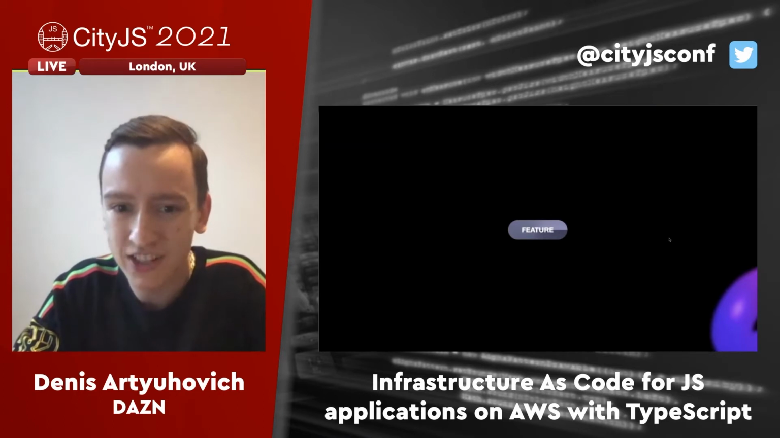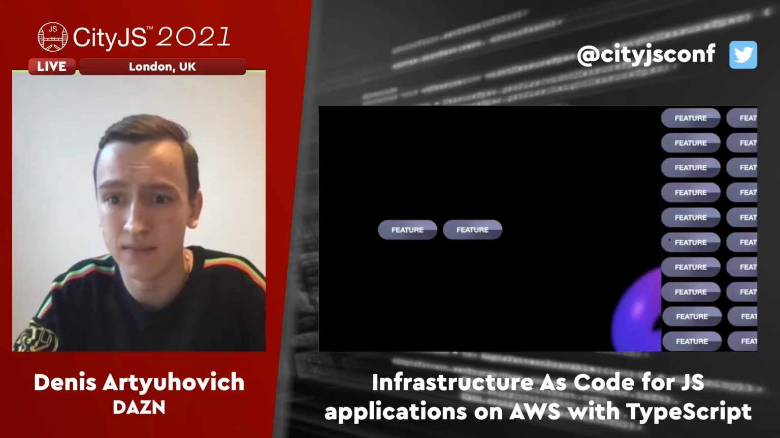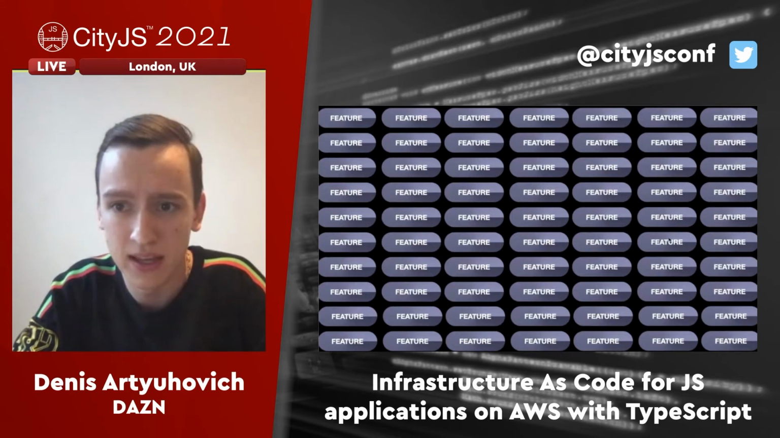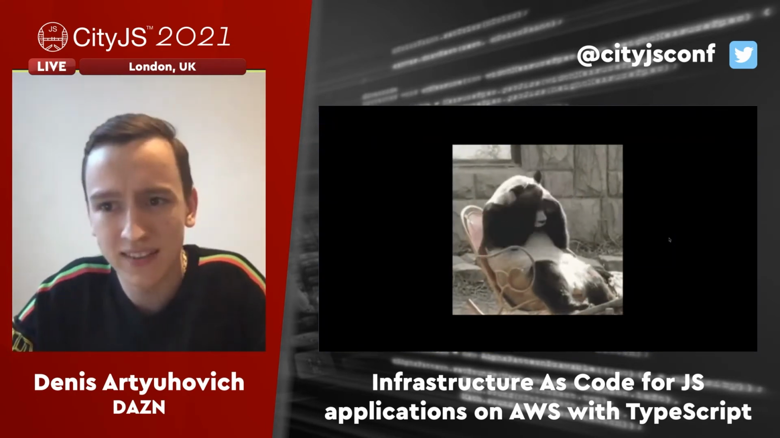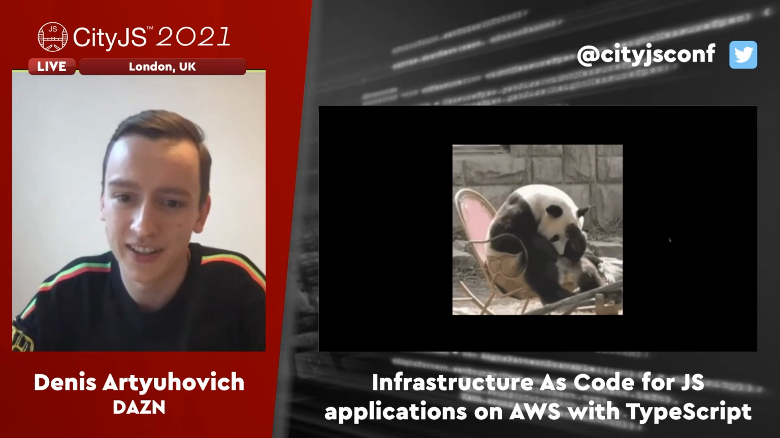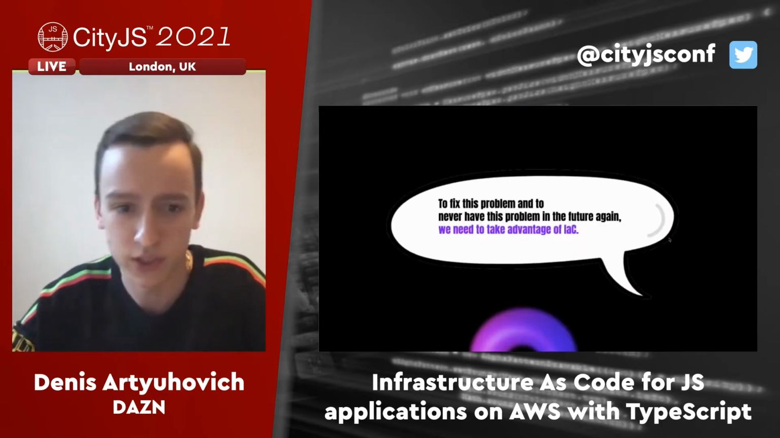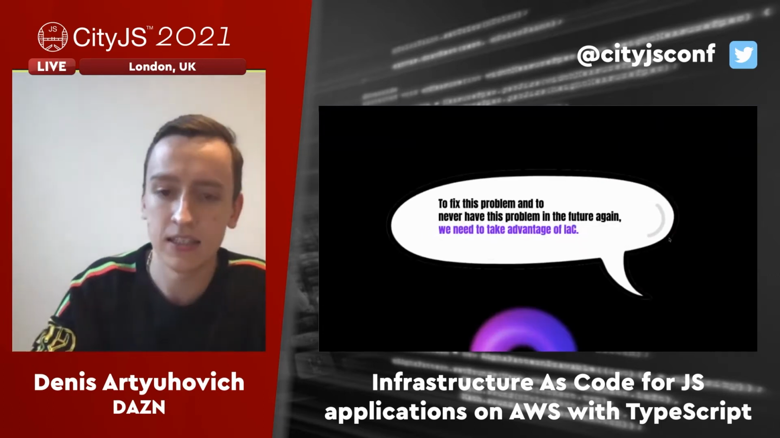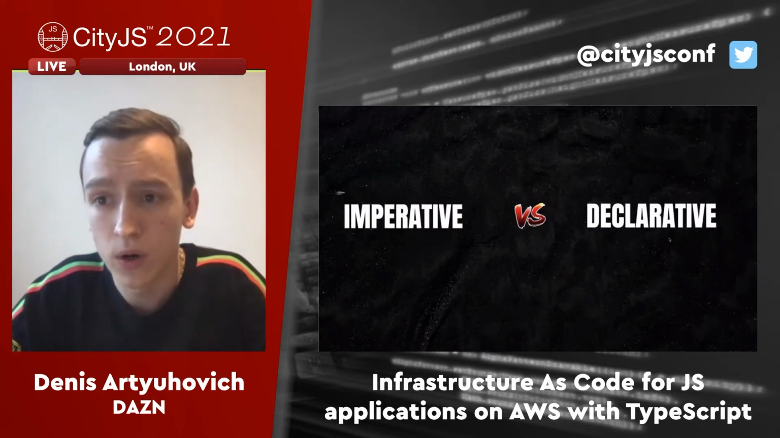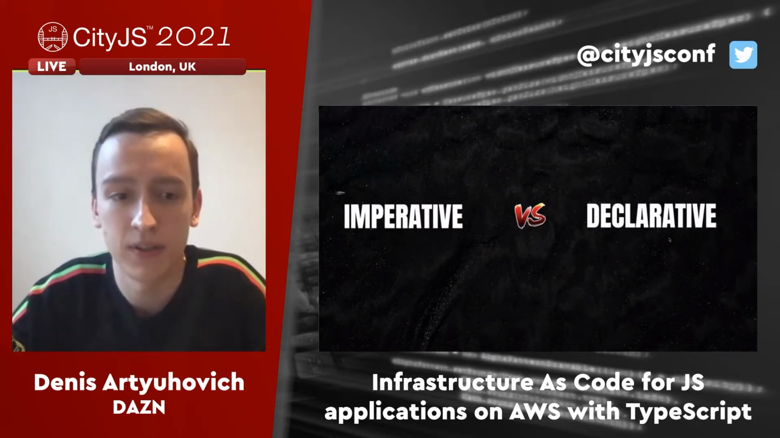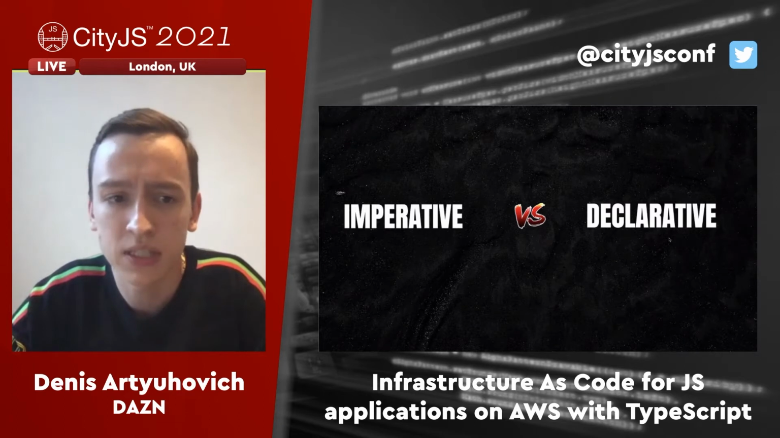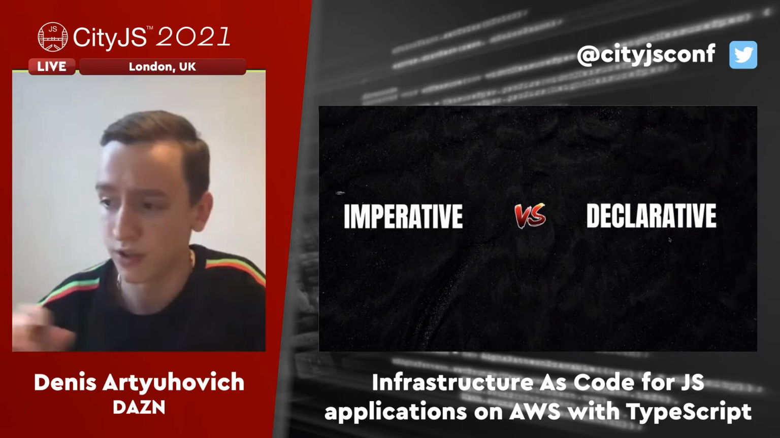And our application grows extremely fast. We're starting with one feature, then the second one, and then boom, hundreds of them. So to never be in such a stressful situation, we need to take advantage of infrastructure as code. And before we go on, let's recap the two programming paradigms, imperative and declarative, because they are quite relevant when we're talking about coding for our infrastructure.